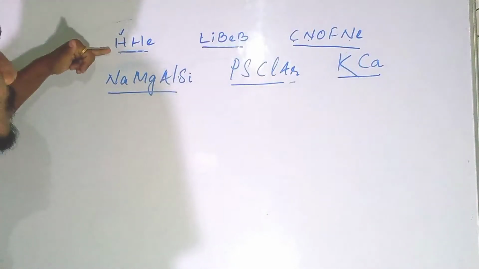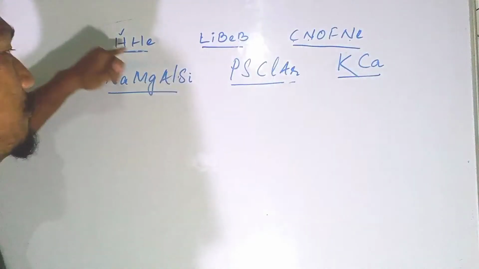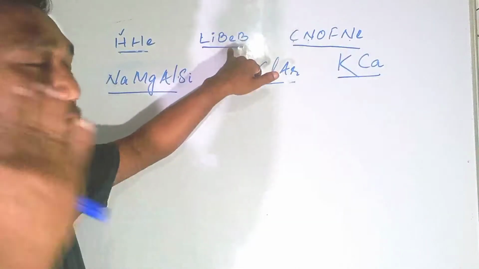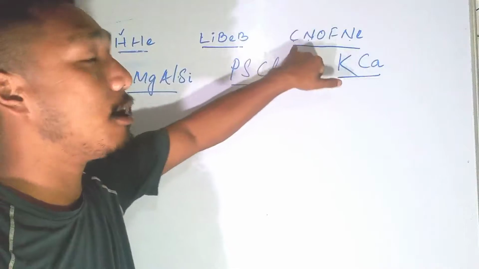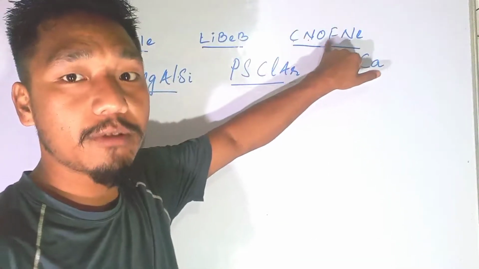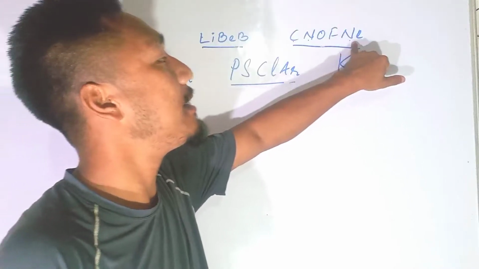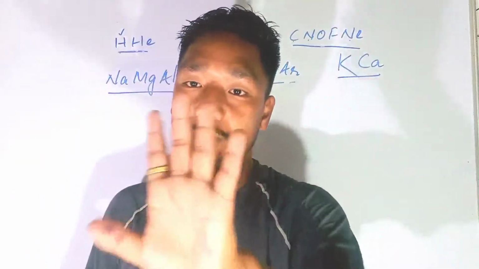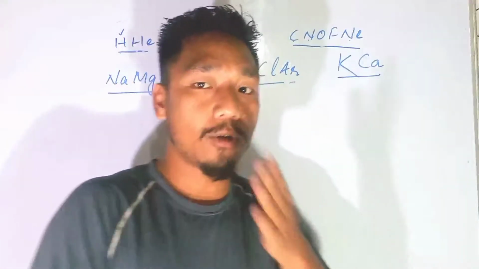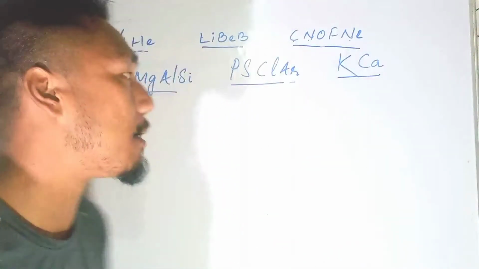So they have their own atomic number. The atomic number of hydrogen is 1. Helium is 2. Lithium is 3. Beryllium is 4. Boron is 5. Carbon is 6. Nitrogen is 7. Oxygen is 8. Fluorine is 9, and neon is 10. So we have 10 elements, with their atomic numbers in sequence. You have to remember this.